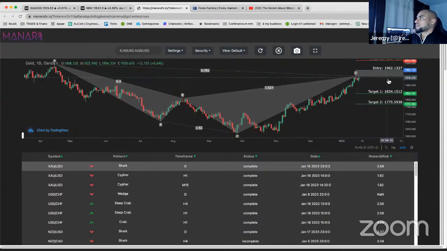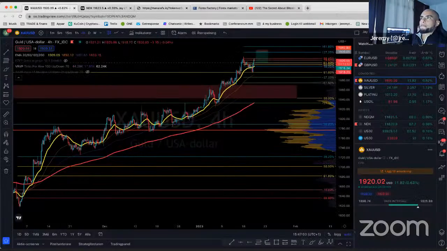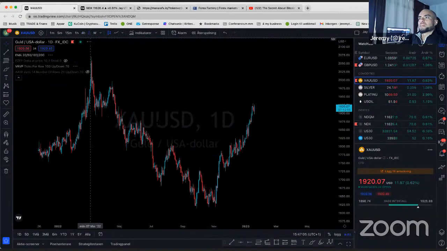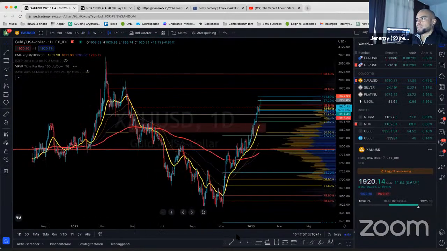So this trade has reached its entry zone, right? But it's right now at the entry zone that started at 1927 US dollars, and it's now at 1919 US dollars. And I wouldn't want to enter this trade right now. I'm gonna show you why. So let's zoom out on a bigger time frame. I'm gonna show you guys why I don't want to enter that trade right now.